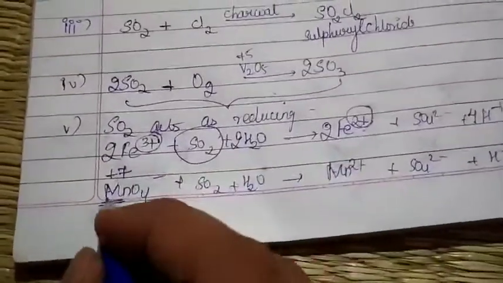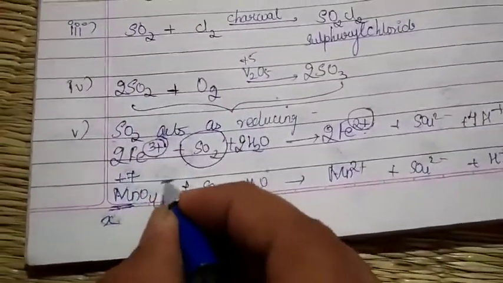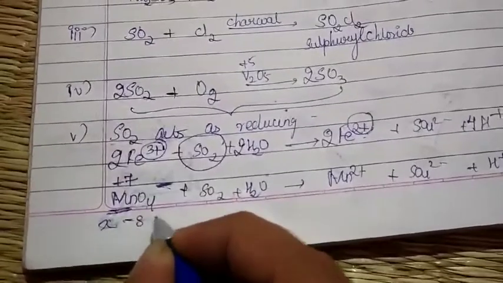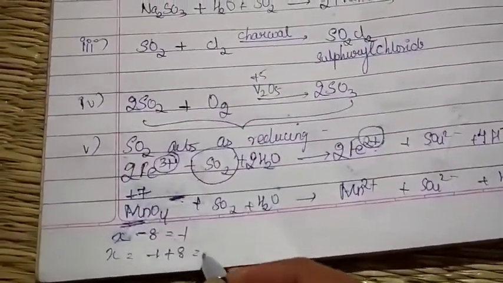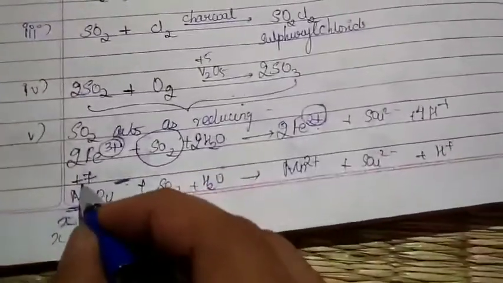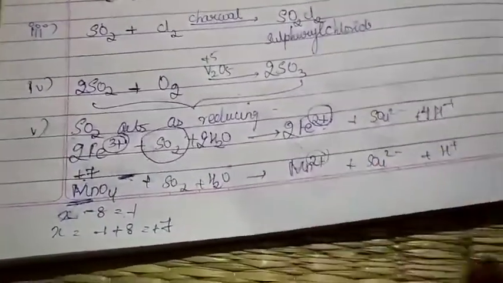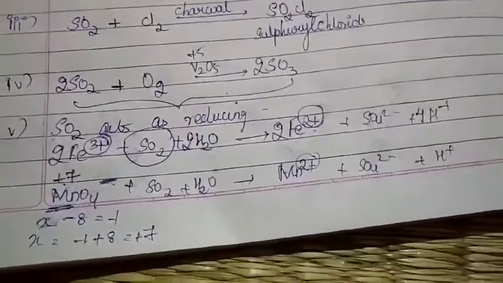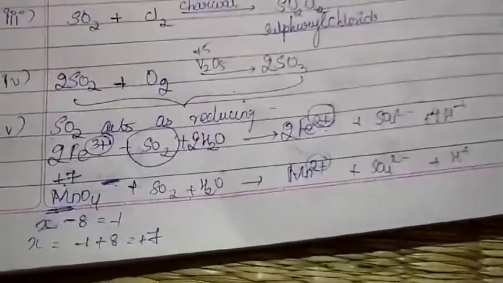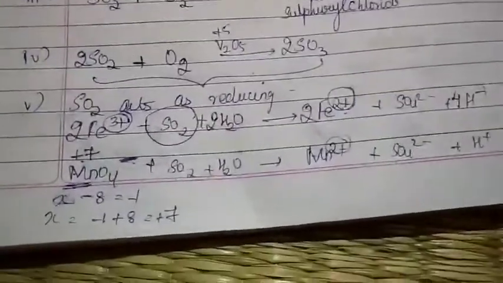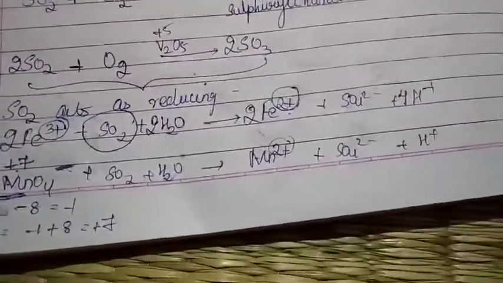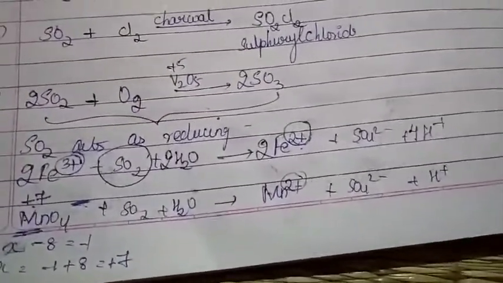Let's see: X in MnO4 minus, X minus 8 is equal to -1, so X is equal to -1 plus 8, which is equal to +7, and this +7 becomes +2. 5 electrons have been gained. So whenever there is a gaining tendency, of course, it's a reduction process. That is the reason we say that your SO2 acts as one of the best reducing agents.